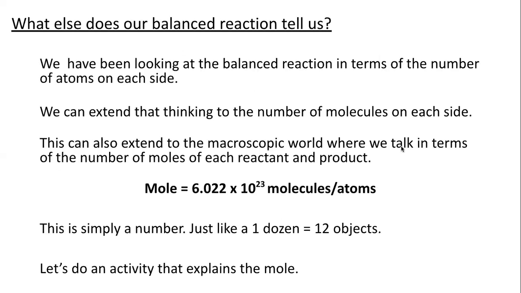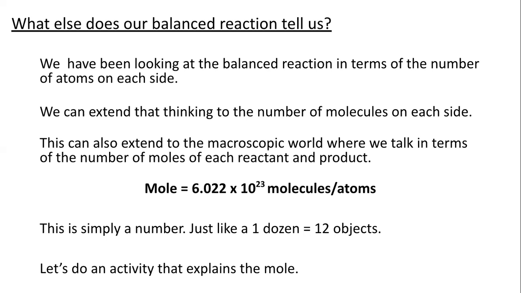So now that we've learned how to balance reactions, what exactly does this tell us? We have been looking at the balanced reaction in terms of the number of atoms on each side. We can extend that thinking to the number of molecules on each side. This can also extend to the macroscopic world where we talk in terms of the number of moles of each reactant and product. So we are going to introduce a new concept called the mole. And 1 mole is 6.022 times 10 to the 23 molecules or atoms.